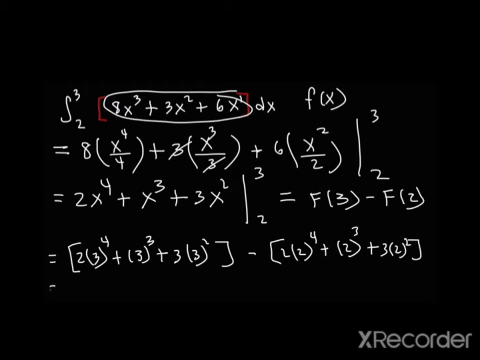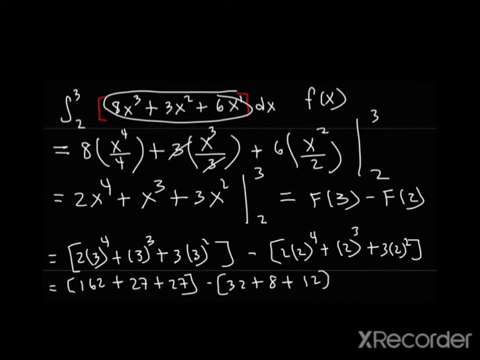So, at this point, we just need to do the math. 3 to the 4th power is 81. And so, 81 times 2 is 162. 3 to the 3rd is 27. 3 squared is 9 times 3, that's 27 as well. 2 to the 4th power, if you multiply by 2, you're gonna get 16. That's 16 times 2 is 32. 2 to the 3rd power is 8. 2 squared is 4 times 3, that's 12.